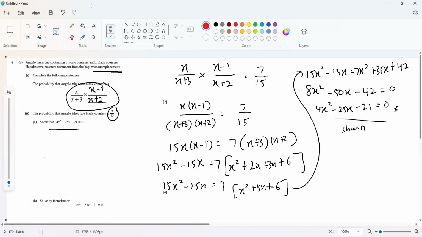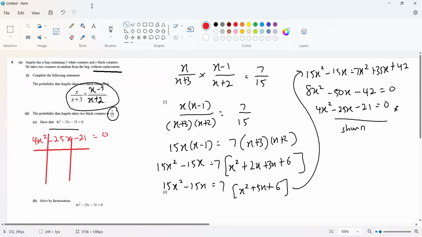Part b is solved by factorization. Solve by factorization means that we need to write the answer in the double bracket form. So once again, we may use our cross method, or if no cross method, you can reverse calculate, which I will show in a short while. So from here, we can work with, let's say, test a few values, 4x and 1x. And then another test value we can try is probably -7 and +3. So we draw the cross.